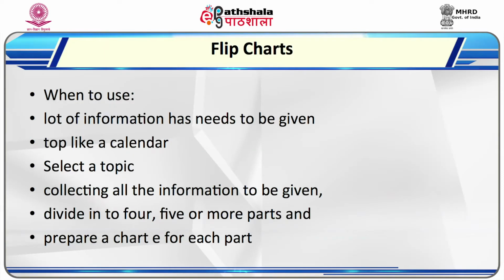The next conventional aid is flip charts. A lot of information has to be given in more than one chart. If charts are made on the same topic, in a sequence, that is called flip charts. They are often tied on top like a calendar. The procedure for making them is the same as that of charts. After collecting all the information that is to be given, it is divided into 4, 5 or more parts and a chart made for each part.